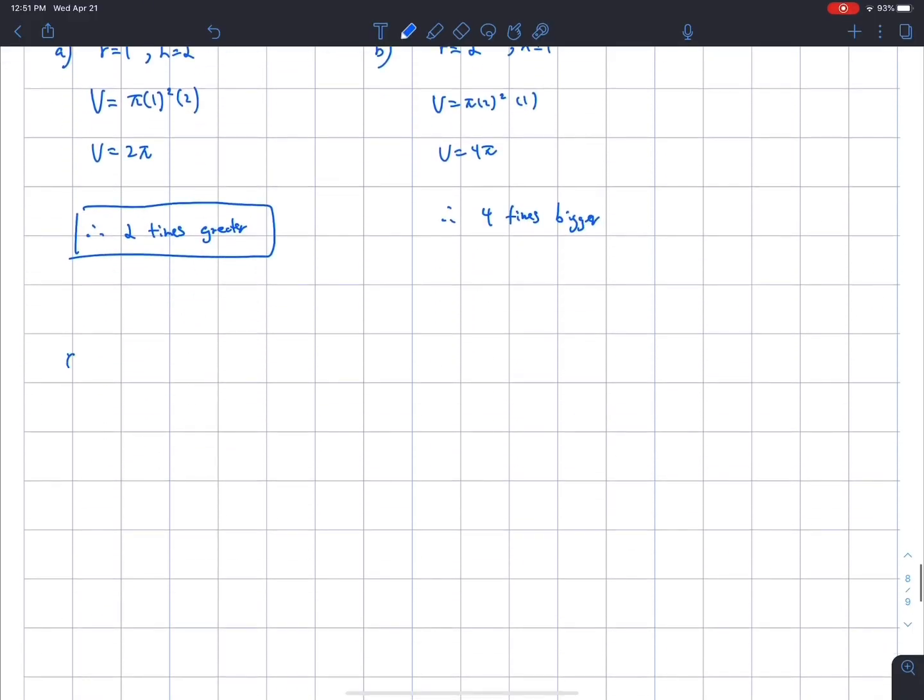C, double both height and radius. So radius equals 2 now and height equals 2. Volume is pi r squared h. We get 8 pi. So this is 8 times greater.